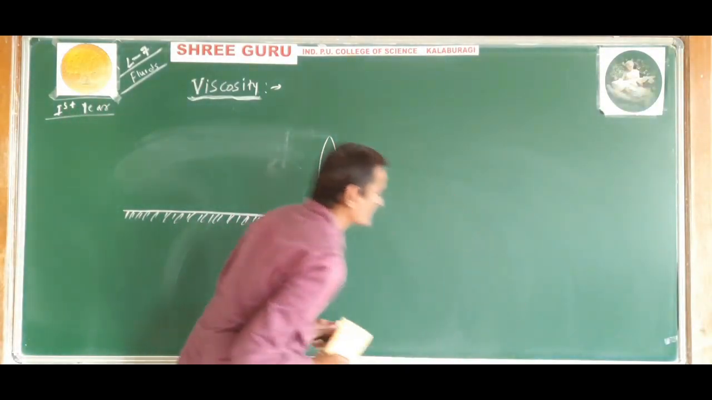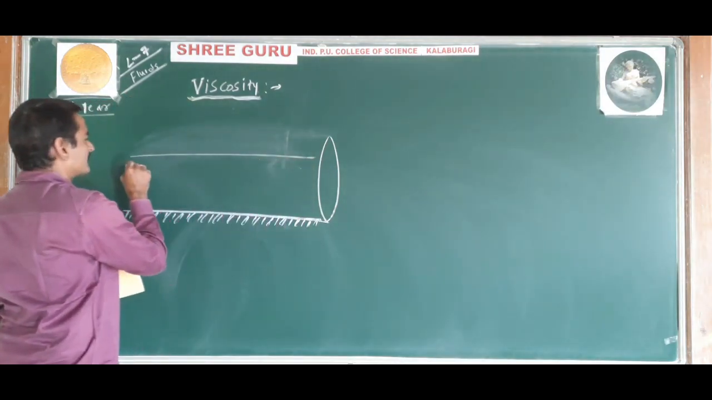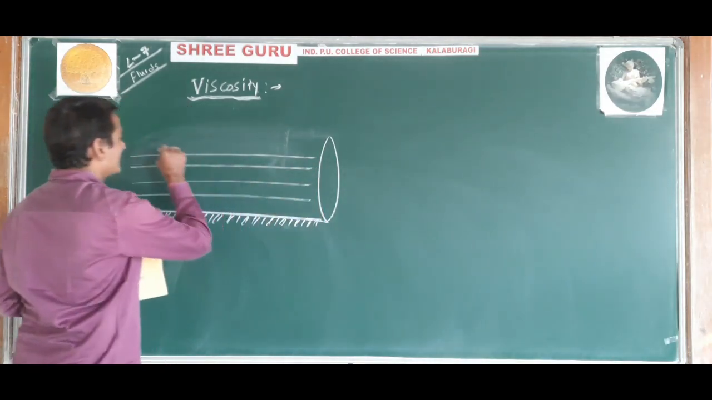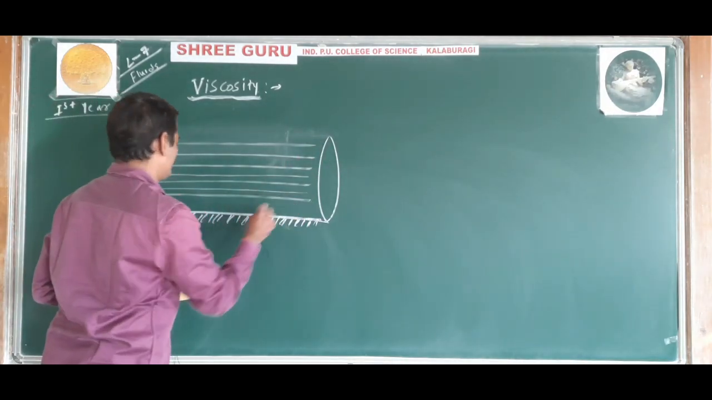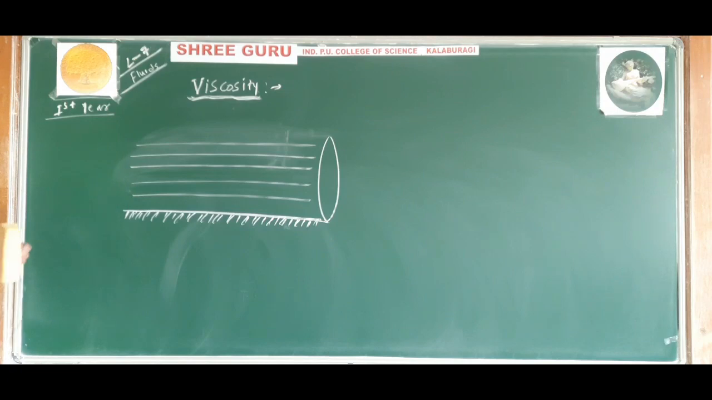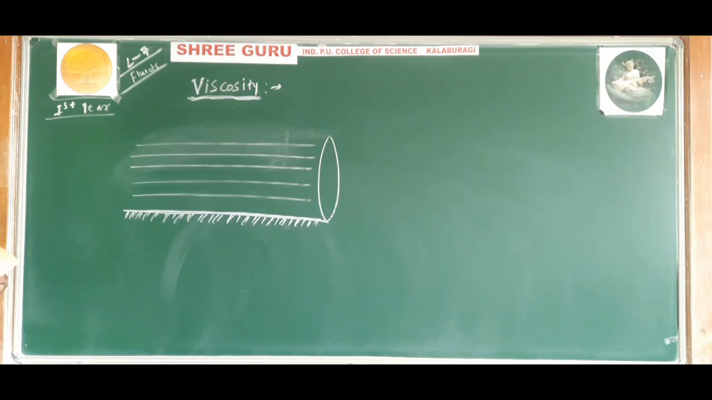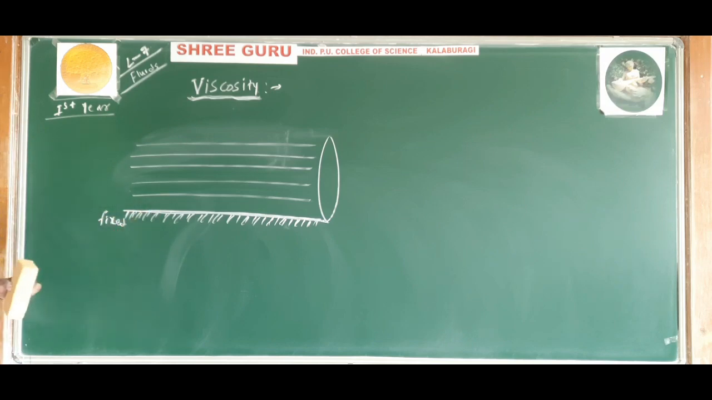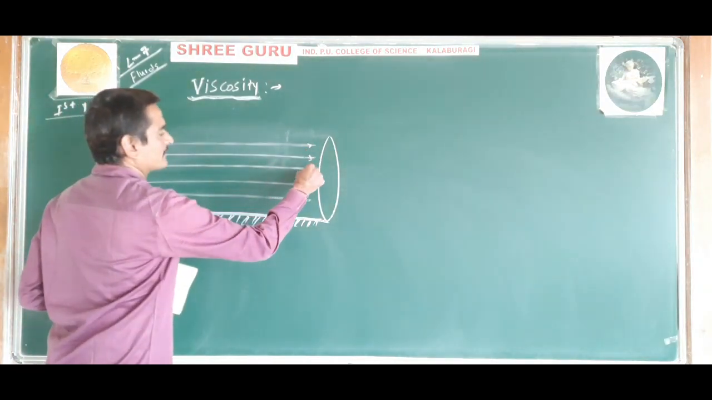Let us consider the steady flow of the liquid over the fixed horizontal surface. That is, there are different layers of liquid having a steady flow. These all are the layers of the liquid having a steady flow. We will consider them a little bit far apart, over a fixed stationary horizontal surface.